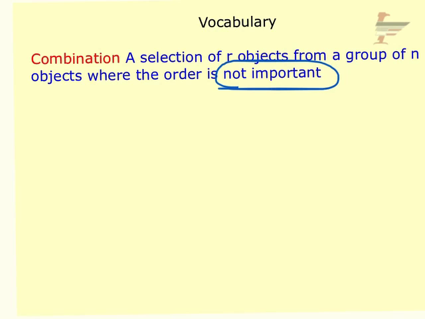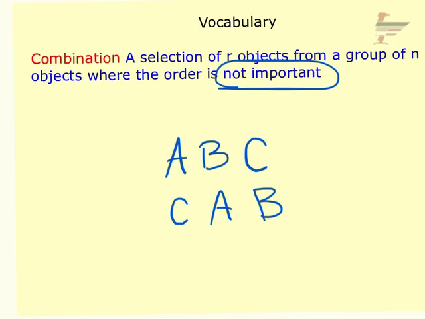So if I line up A, B, and C, or if I do C, A, B, that does not count as two different orders. So with a permutation, these two would be different. But because the order is not important, I still have the same three letters, so I don't count this twice. So combinations don't have as many possibilities, because this overlap doesn't count as two, it counts as one. So it's not as many orderings as you would get with a permutation.